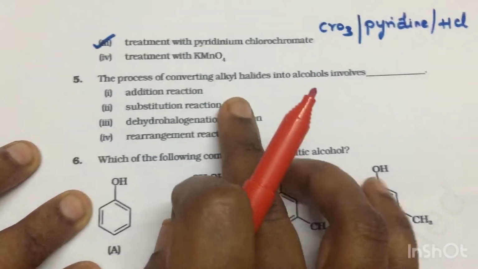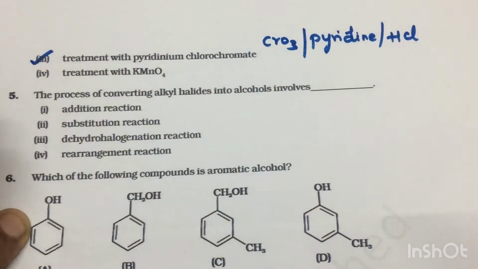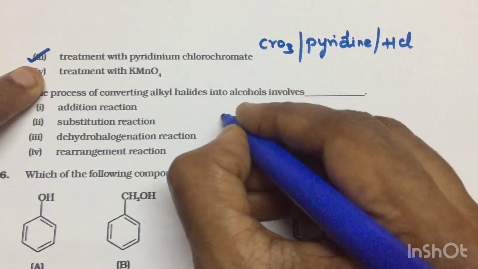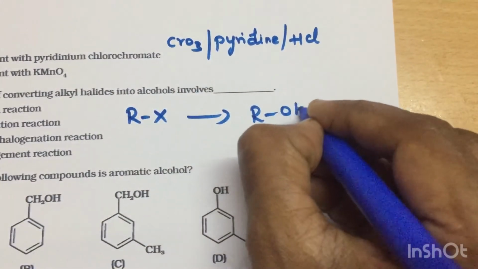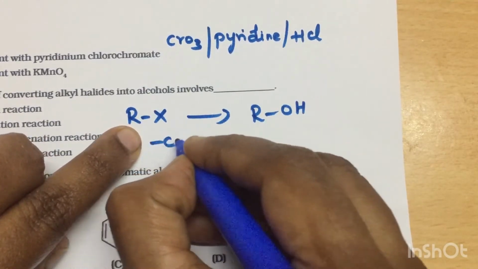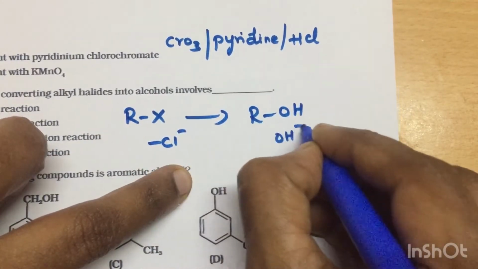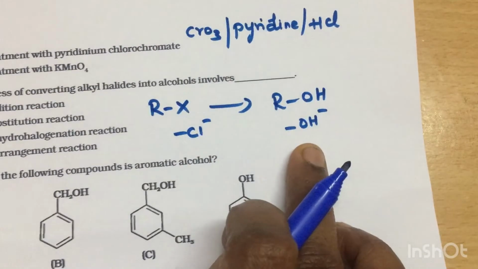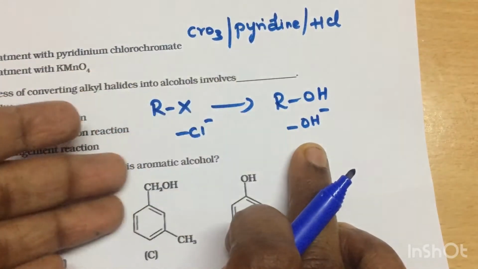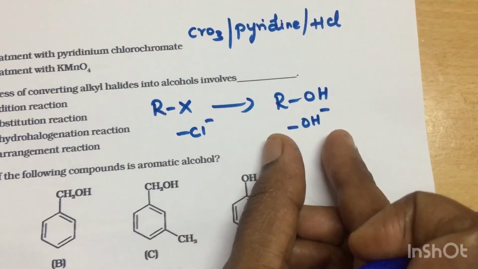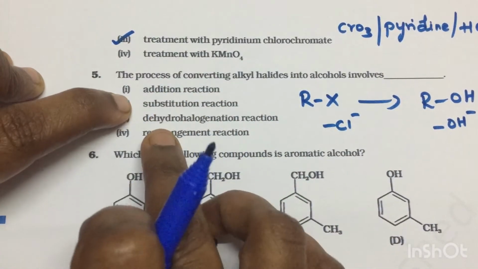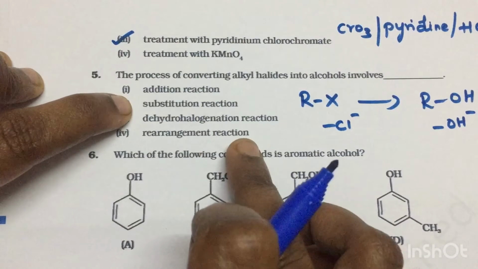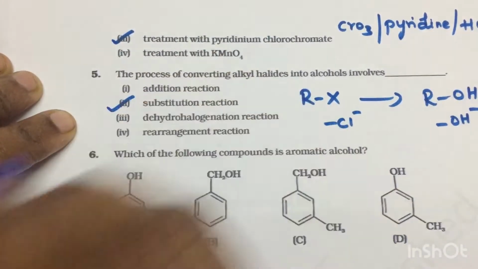So the process of converting alkyl halides into alcohols involved. So this is your alkyl halide and you are going to get alcohol. Instead of chlorine minus, you are putting OH minus. So this is what? Nucleophilic substitution reaction. Instead of one nucleophile, you are adding another nucleophile. So no addition reaction, substitution yes, not dehydrohalogenation, no rearrangement. It is a nucleophilic substitution reaction.